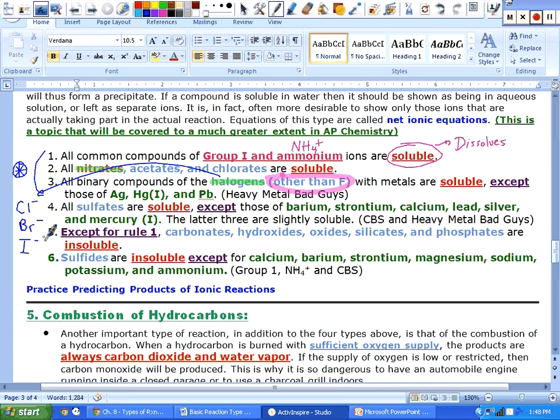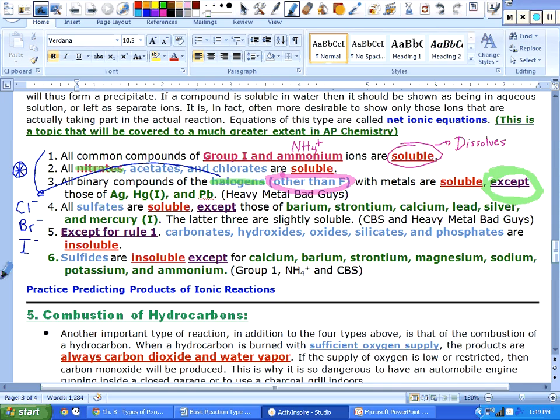Here's where the hard part comes in that you have to memorize. Except when they are with silver, mercury, and what? Lead. So any compound with chlorine, bromine, and iodine will dissolve unless they're with silver, mercury, and lead. Now, what do I mean by heavy metal? They're just really heavy. Their atomic mass is really heavy. So chlorine, bromine, and iodine will dissolve unless they're with silver, mercury, or lead. All right, so those are the only three that you're required to know.